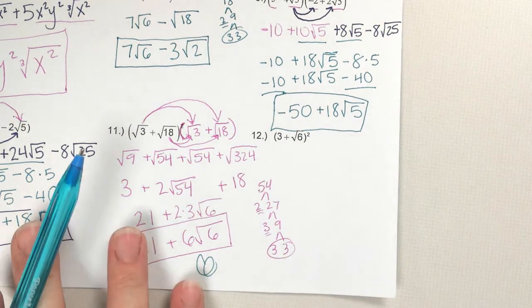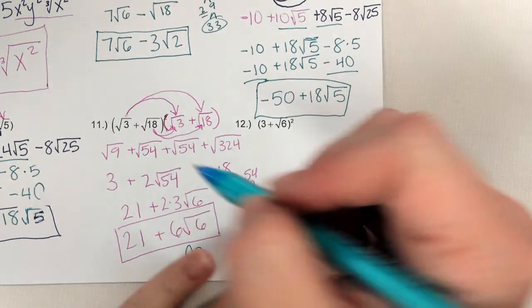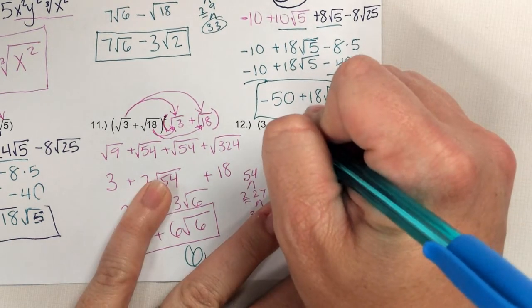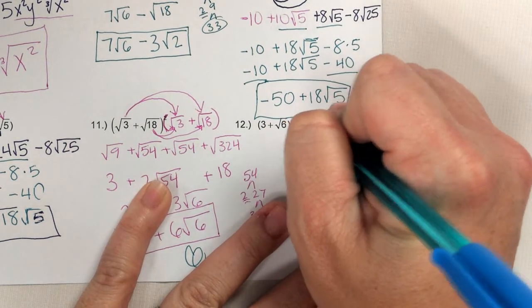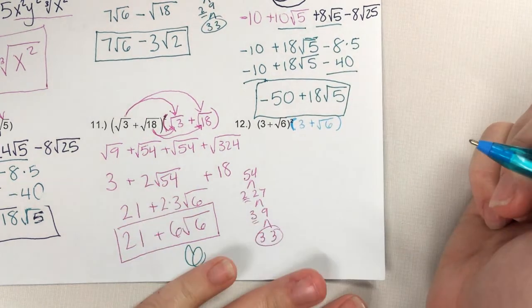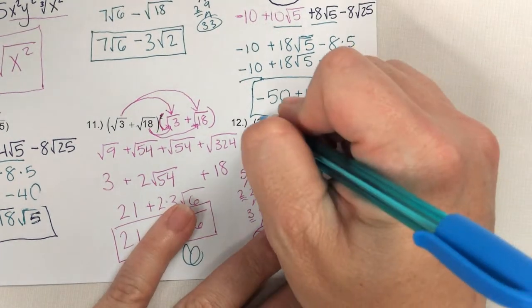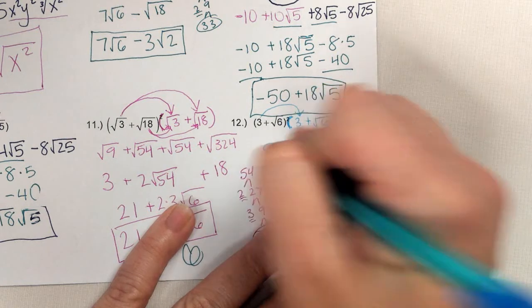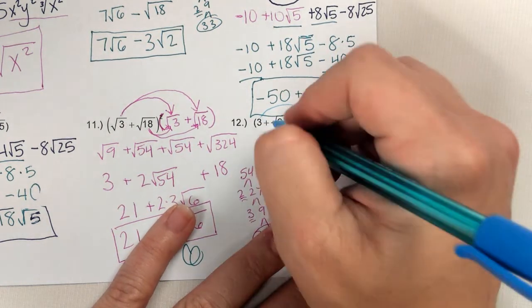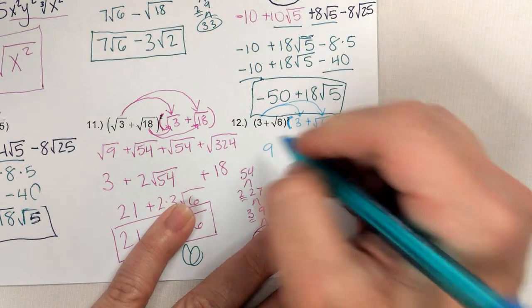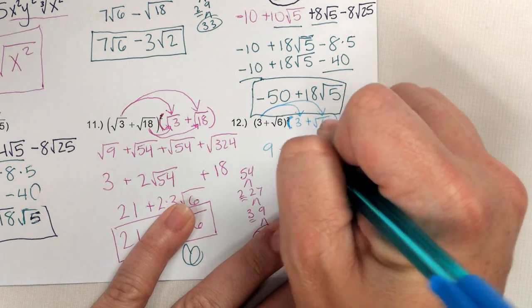Okay, last one on the front is number 12. Same concept as number 11. I'm going to cross off that squared and write it again. And I'm going to double distribute. 3 times 3 is 9. Now there's no house, so do not put a house. 3 times the square root of 6 is just 3 square root 6.